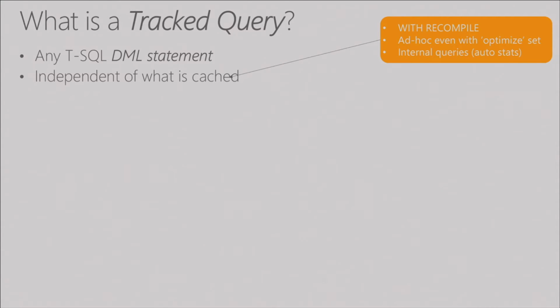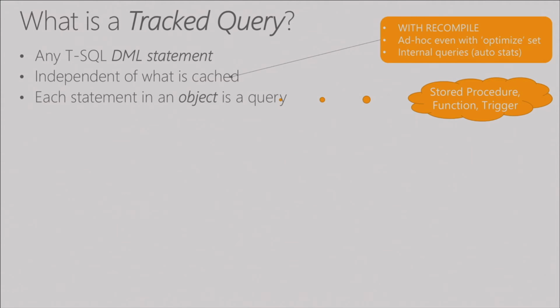Even if you set optimize for ad hoc queries at the database level to just filter out the noise in the plan cache, those queries will be stored in the Query Store, and some internal queries as well. As part of storing the information about queries, Query Store also tracks the information about the containing object. If you are running the query within a stored procedure, you'll get the information about which stored procedure contains the query, or the trigger, or the function.